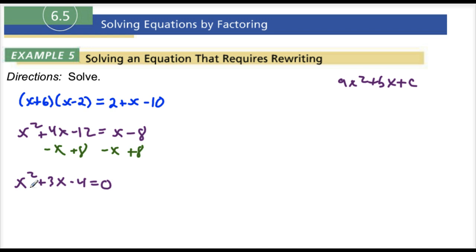Great, and so now we just factor the left-hand side here. And so we'll put our two parentheses there, x and x, and I want two numbers that multiply to get negative 4 but add to get 3. So 4 and 1, right? So a negative 1 and a positive 4 right there. That's negative 4, and then that's going to be a positive 3.